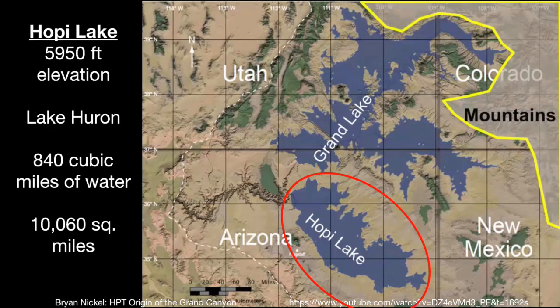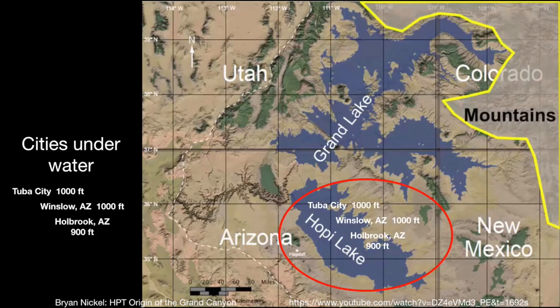And then let's take a look at Hopi Lake. It's not quite as big, but it's 250 feet higher, so it's got that much more potential energy. It's 5,950 feet high, and it's got as much water as Lake Huron, 840 cubic miles of water. So there's a lot of water there. There would have been 1,000 feet over Tuba City, 1,000 feet over Winslow, Arizona, and 900 feet over Holbrook. So these are extremely deep lakes with incredible water.